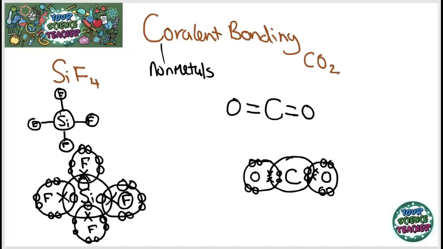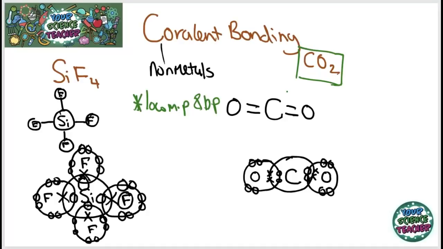Now, some properties of simple covalent structures is they have incredibly low melting and boiling points. This is why you often find them as gases. For example, carbon dioxide is a gas, fluorine is a gas, chlorine's a gas, water is a liquid. So they have low melting points and boiling points.